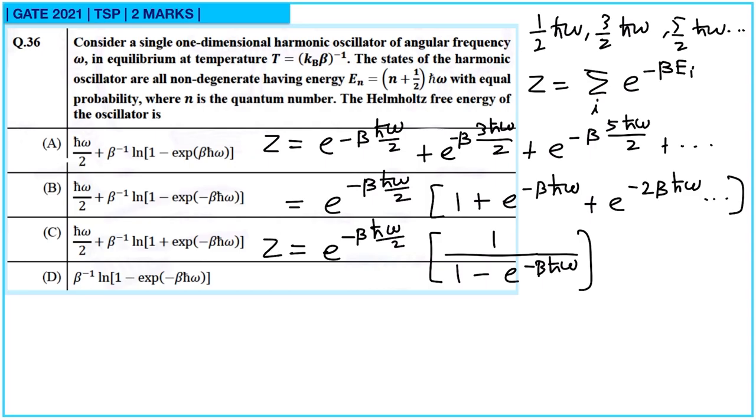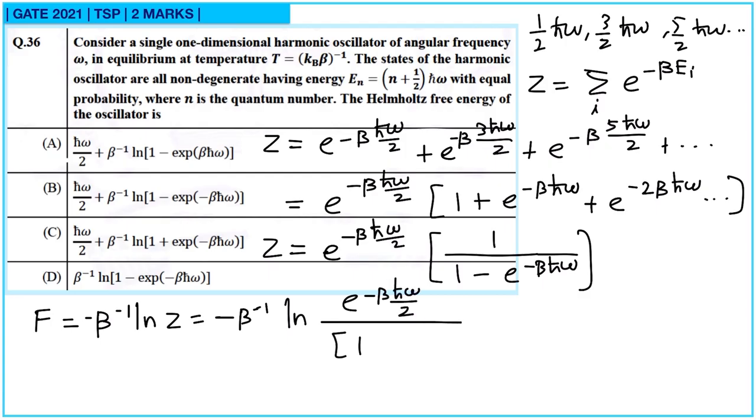Now the Helmholtz free energy F is equal to minus beta inverse into ln of Z. So this will be minus beta inverse and ln of this term, so ln of e raised to minus beta h cut omega by 2 upon 1 minus e raised to minus beta h cut omega.